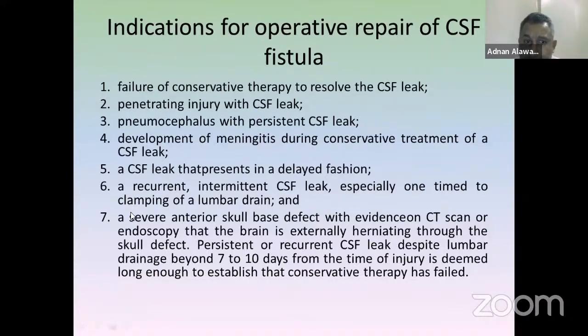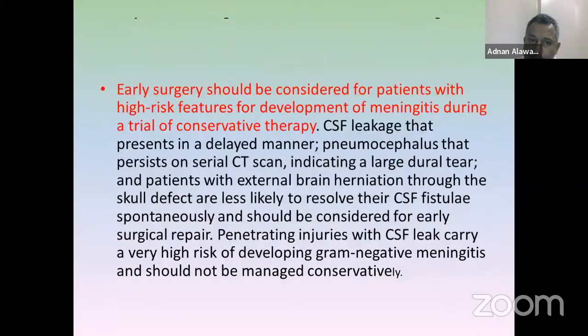If there is a CSF trap, or a mucocele, or underlying pathology, that is an indication for operation. Another indication for operation is a severe anterior skull base defect, evidenced by CT scan or endoscopy, where the brain is externally herniated through the skull defect.